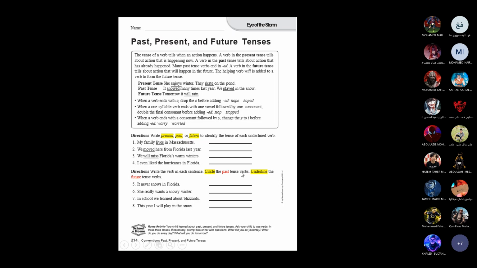I ask you always, guys, to read the head of the question. This is the key of opening the question. How do I open the question? I have to get the key. So this is the key. Read the head of the question very well to understand what you have to do.